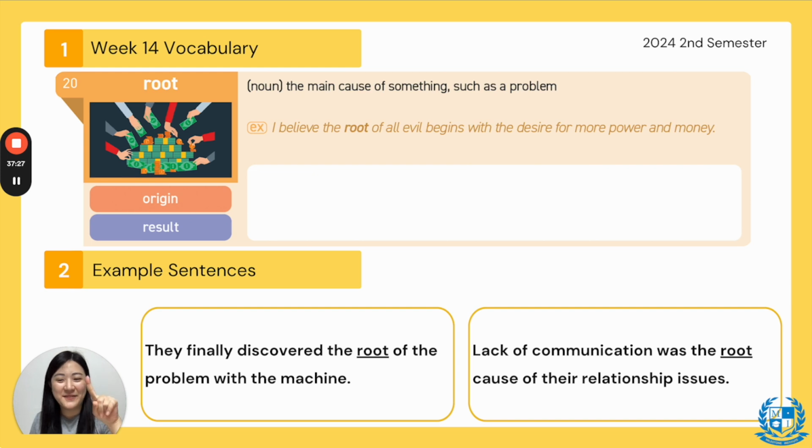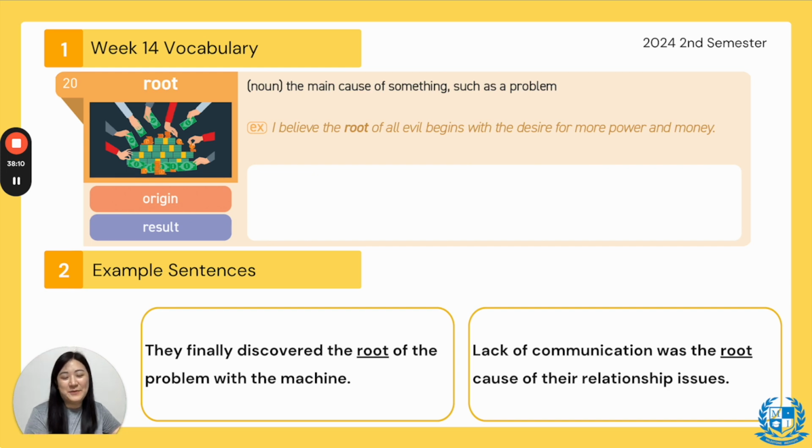Example, let's read together. 1, 2, 3. I believe the root of all evil begins with the desire for more power and money. So the biggest part, the biggest problem of evil, it starts with greediness of power and money. Let's look here. It says they finally discovered the root of the problem with the machine. So here, maybe like the printing machine. Oh man, I always have problems with the printing machine. But I couldn't find the root of the problem. The papers wouldn't come out. But then I had to open it, and then I found the root of the problem. A piece of paper was stuck on the inside.